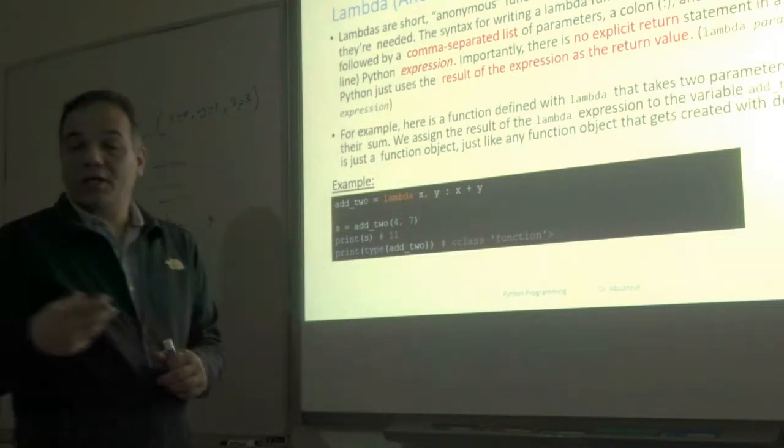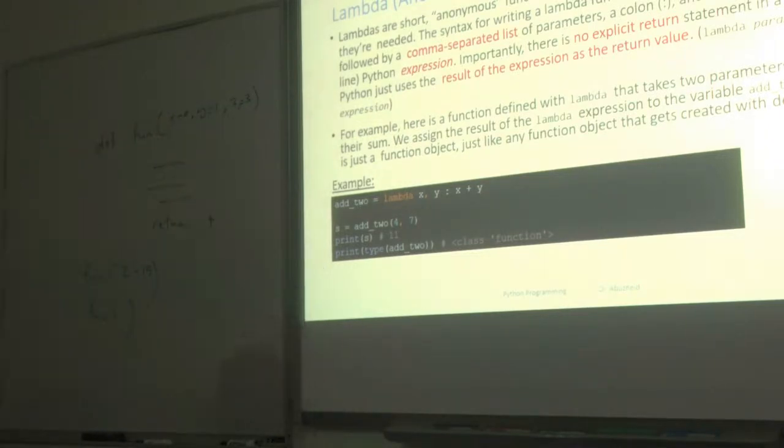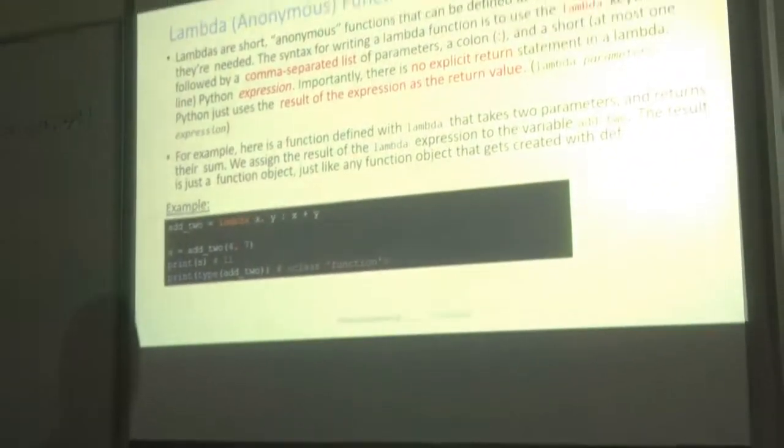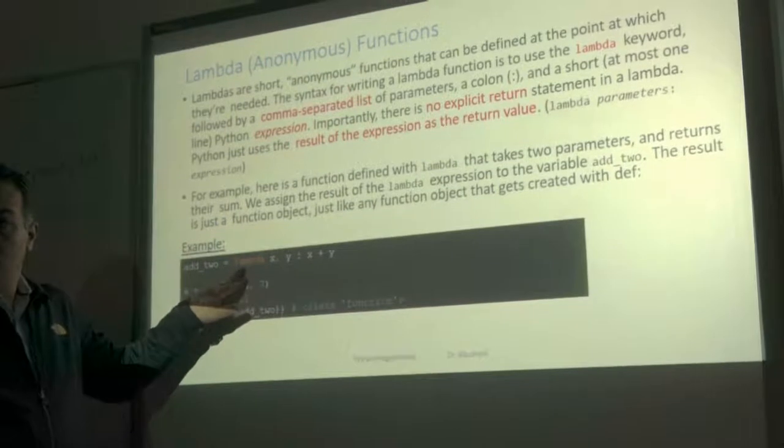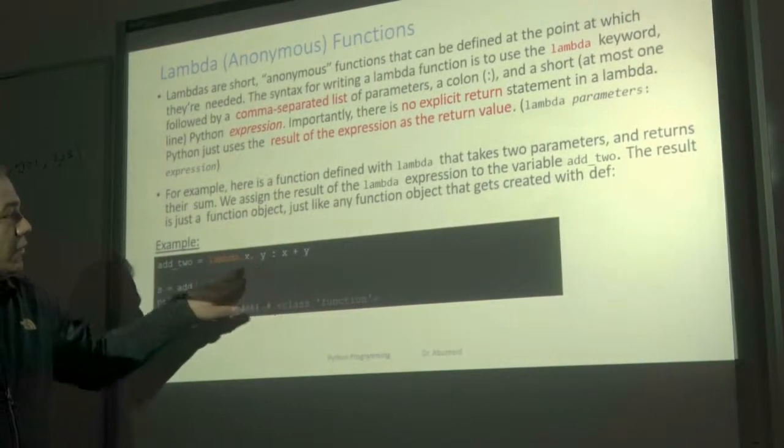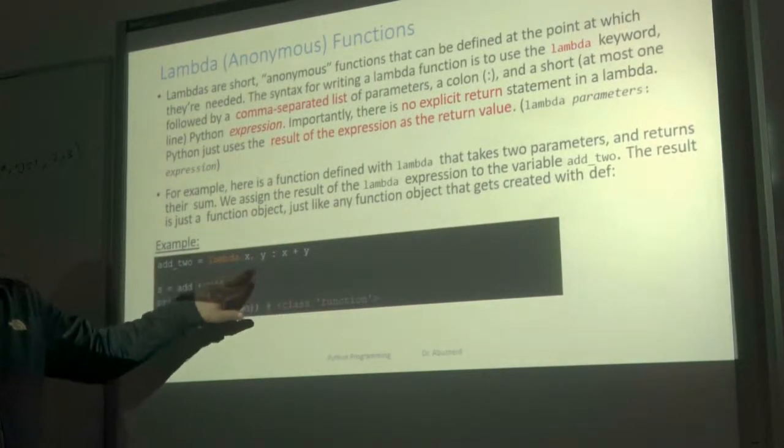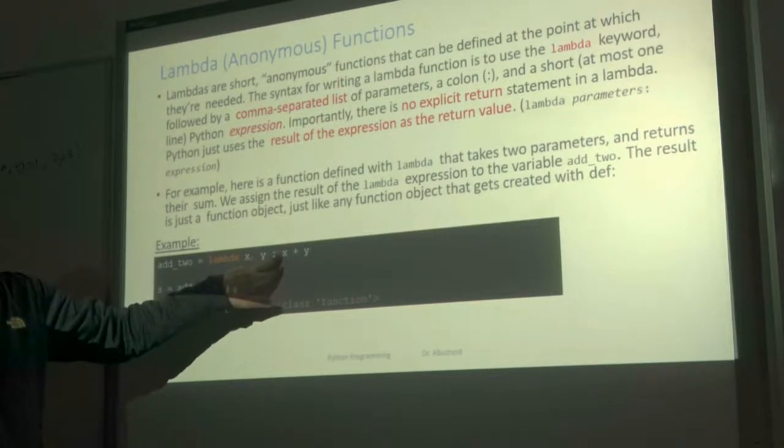So there is a shortcut for writing a function called lambda. Very simple. Lambda is very simple. Look at this example. So with lambda, you use the word lambda and the parameters. So what are the parameters in here? X, Y. You could have Z.